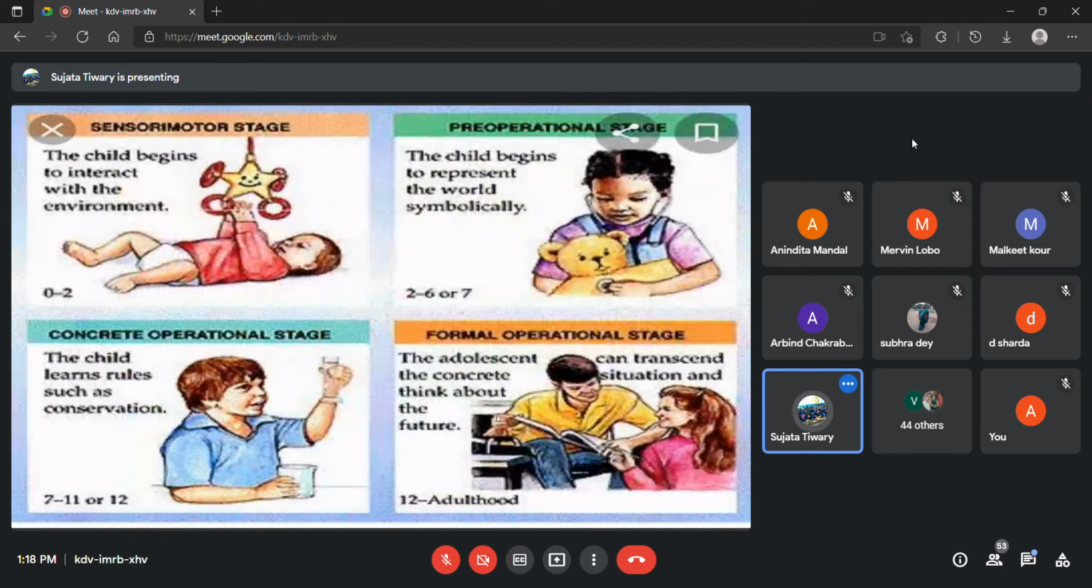Sensory motor stage. The child in this infant stage learns through the senses. The child begins to interact with the environment with these senses: touch, sight, feel, taste. Like if you give something to an infant, he or she takes it to the mouth. The child wants to eat everything.